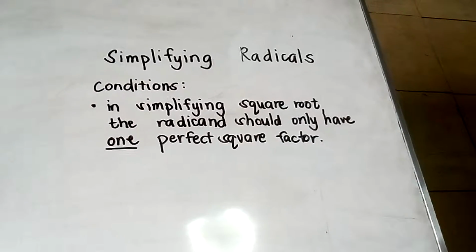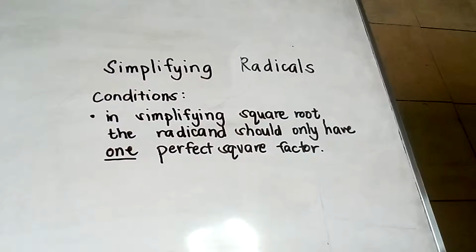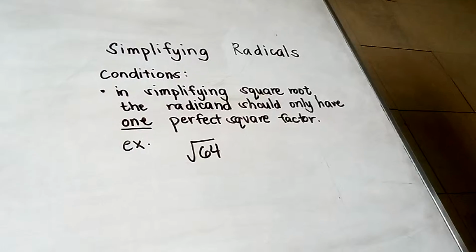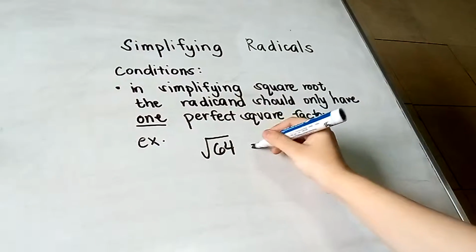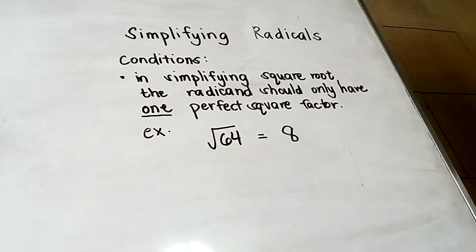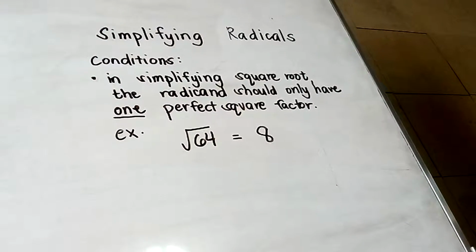Conditions. In simplifying square roots, the radical should only have one perfect square factor. Example, the square root of 64 is equal to 8. You should only consider positive perfect square factors.